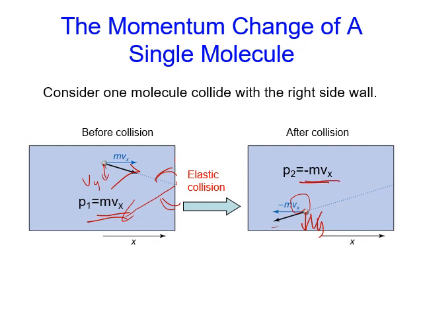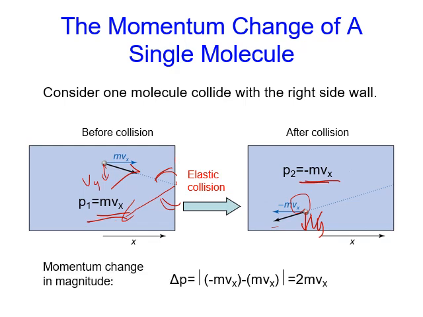So what's the momentum change? It is the final minus the initial. So here is the final, after collision, minus the initial, before collision, and we just want to calculate the value. So we use the absolute value to see how much change, and that gives you 2 times mvx. Okay, that's how much momentum change after collision of one molecule along the wall.